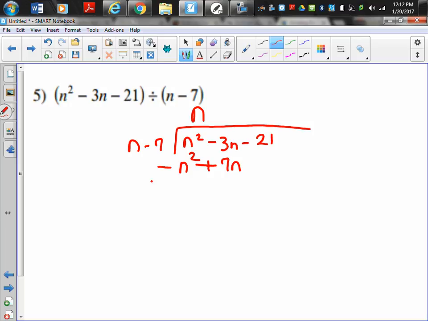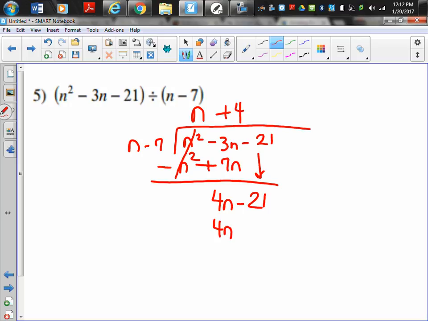So n minus n, that is 0, n squared. Negative 3n plus 7n is 4n minus 21. Then you bring down. So n times what is going to get me 4n? Positive 4. So positive 4. 4 times n is 4n.